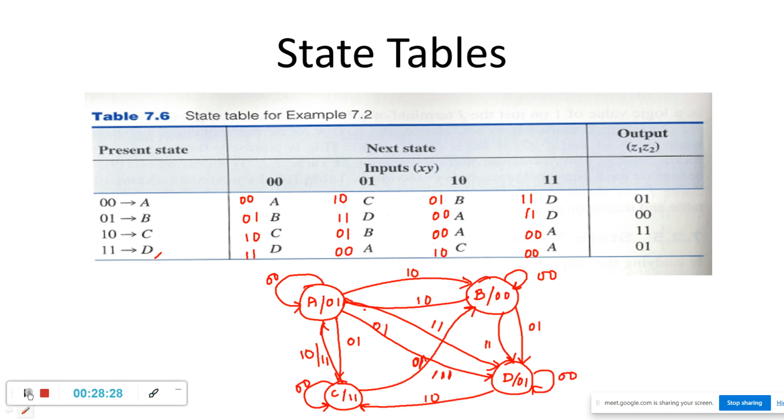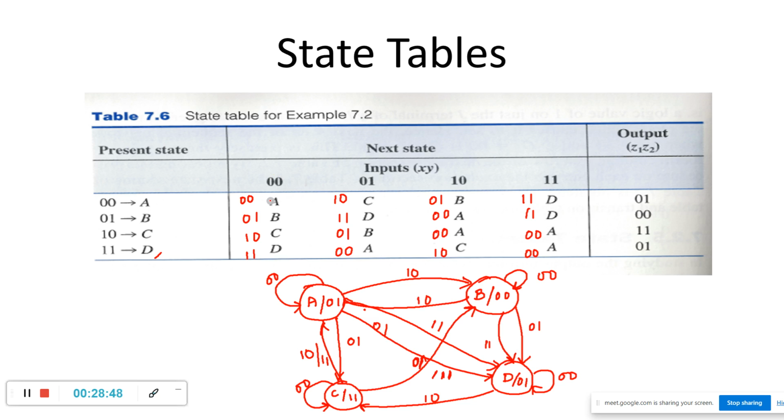Okay, so here we have A, here we have B, here we have C, here we have D. A has the output 0 1, write it 0 1. B has 0 0, write 0 0. C has 1 1, write 1 1. D has 0 1, write 0 1.